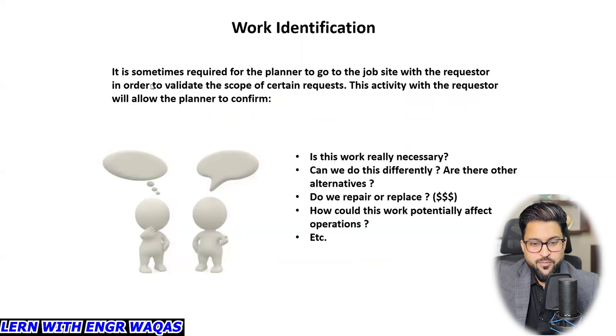Okay, so apart from it, in work identification, it is sometimes required for the planner to go to the job site with the requester in order to validate the scope of a certain request. A plant visit is a very important thing. This activity with the requester will allow the planner to confirm: is the work really necessary? Can we do this differently? Are there other alternatives? Do we repair or replace? How could this work potentially affect operations? And this kind of information, as a planning engineer, you need to collect from a personal visit to the plant.